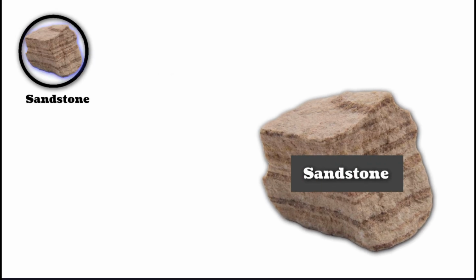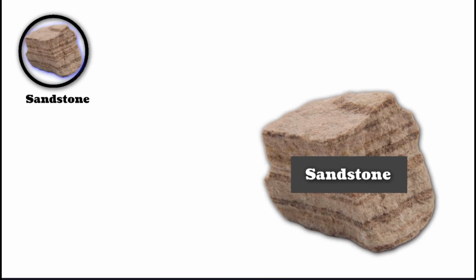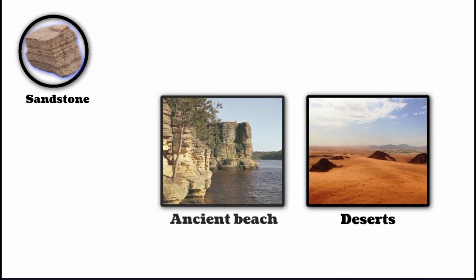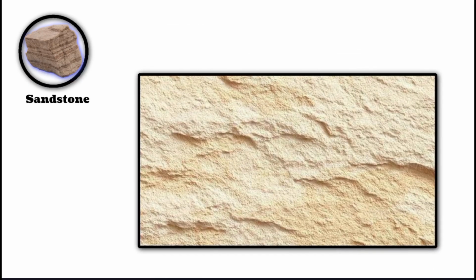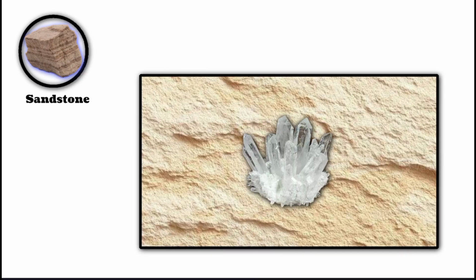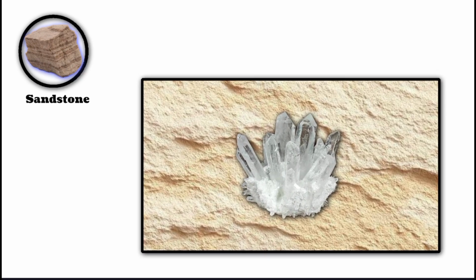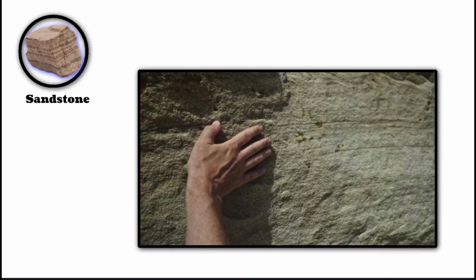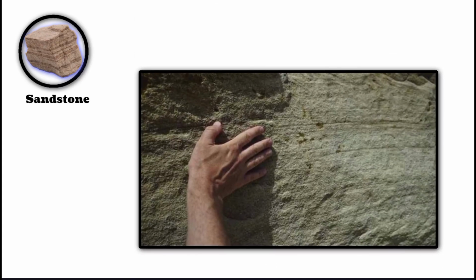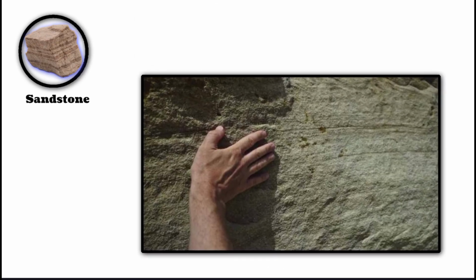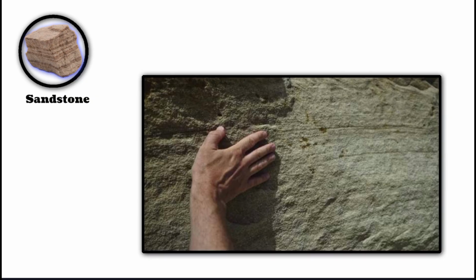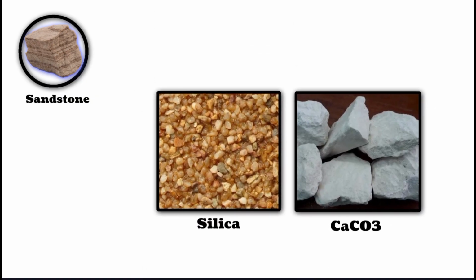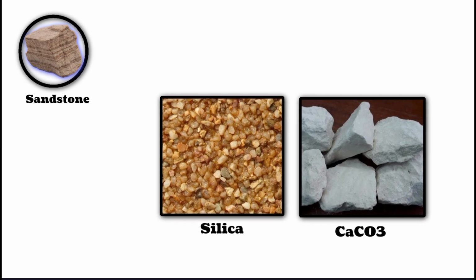Number 2. Sandstone. This rock is essentially a snapshot of an ancient beach or desert. It is made up of sand-sized grains, usually consisting of the mineral quartz, because it is durable enough to survive the weathering process. When you run your thumb across sandstone, it feels gritty and abrasive because the individual grains are still distinct, held together by a natural mineral cement like silica or calcium carbonate.